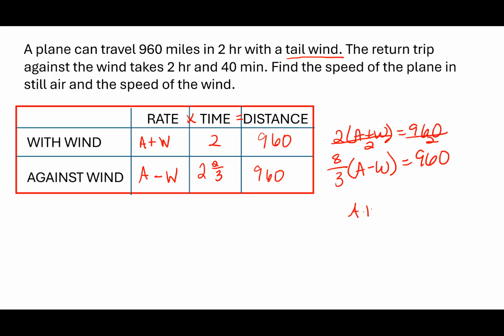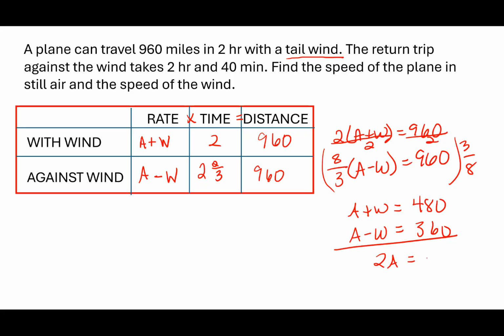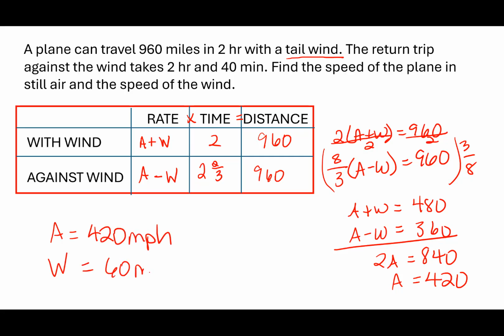So A plus W equals 480 for the first equation, and then I'm going to multiply the second equation through by 3/8 because I just want to get rid of that. That gives me A minus W is equal to 360. And so now I can use elimination and I'll have 2A is equal to 840. So A is 420. So the rate of the airplane is going to be 420 miles per hour. The rate of the wind is going to be 60 miles per hour.